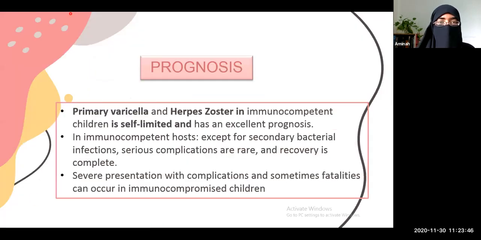Okay, now the final part. Right, so varicella and herpes zoster in immunocompetent children is a self-limited and mild disease. So except for secondary bacterial infections, serious complications are rare. So it has an excellent prognosis. However, in immunocompromised children, there can be a severe presentation of the disease with severe complications and sometimes mortalities. But again, this is rare.